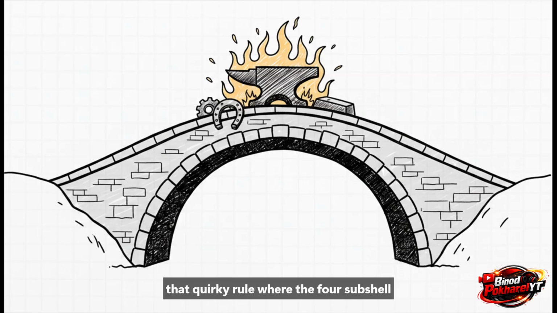Bridging the gap right in the middle of the table, Groups 3 through 12 are the transition metals. Remember that quirky rule where the 4s subshell fills before the 3d subshell? Well, these elements are exactly where those d-block subshells are finally getting filled up. This unique electron configuration gives us dense, hard elements with incredibly high melting points. This is where you find the heavy-duty stuff, right? Iron, copper, zinc, and gold.